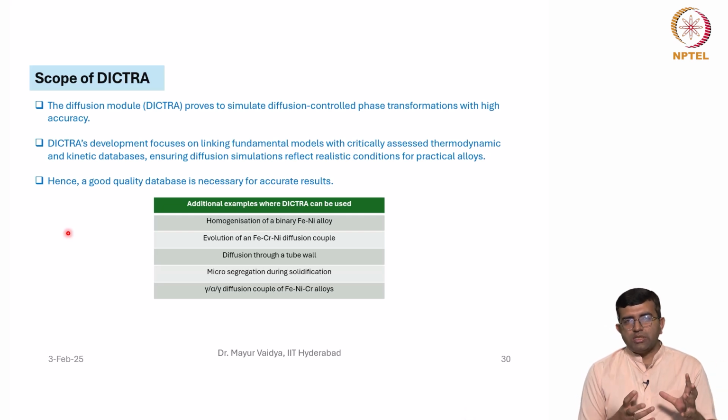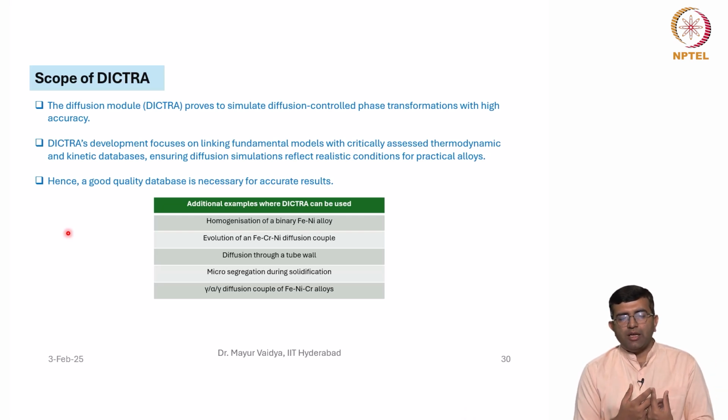To do all this, as we also highlighted in the previous video, a good quality database is necessary. And you can also try some of the other examples where DICTRA can be used: homogenization of a binary iron nickel alloy, evolution of Fe-Cr-Ni diffusion couple, diffusion through a tube wall, microsegregation during solidification, and gamma alpha gamma diffusion couple of Fe-Ni-Cr alloys.